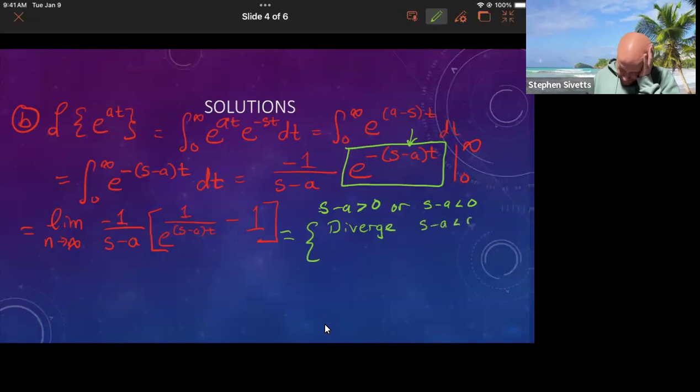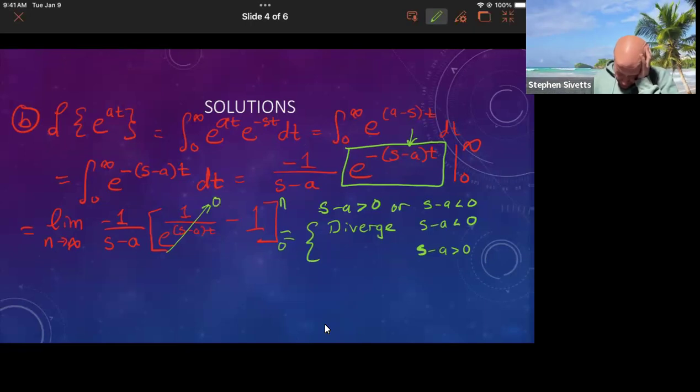If s minus a is less than 0, okay, it's less than 0. If, on the other hand, s minus a is positive, that would mean the e to the negative s minus a times t is negative, so we have a negative exponent. What that means is this would converge to 0, from 0 to n here.